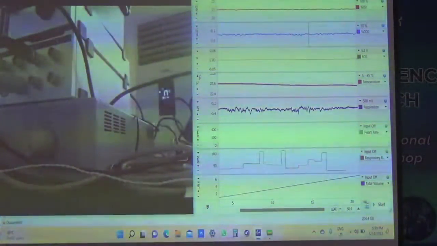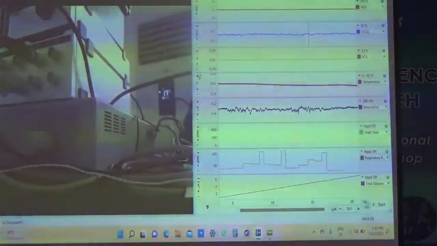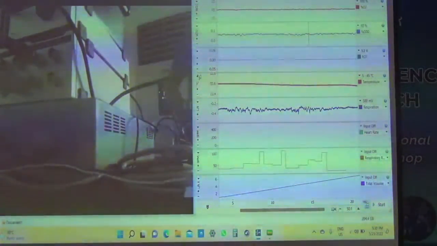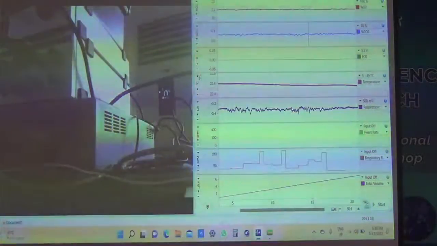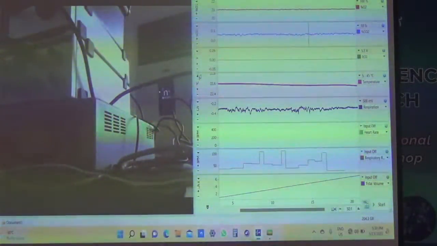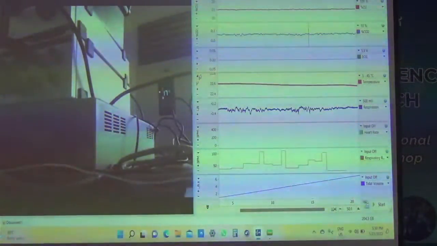14,000-15,000. This we have purchased, H10, 2,000. Then tax and all the things. H10, I will suggest personally to all of you, if you wish to perform HRV, you can take H10. Because H10 is compatible with Elite HRV and Kubios software. Elite HRV and Kubios.